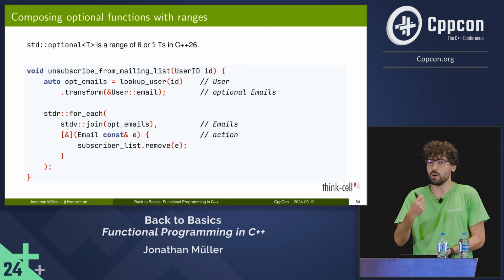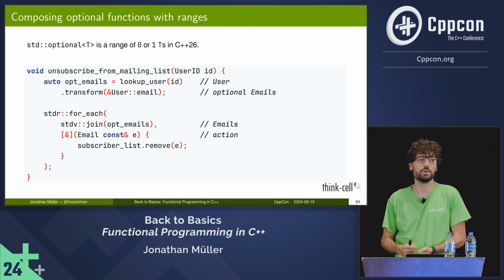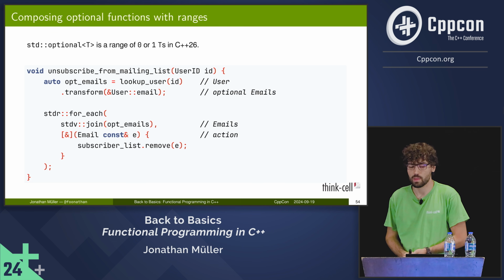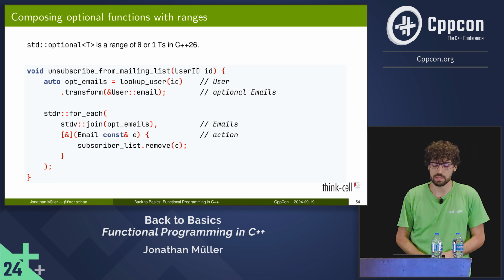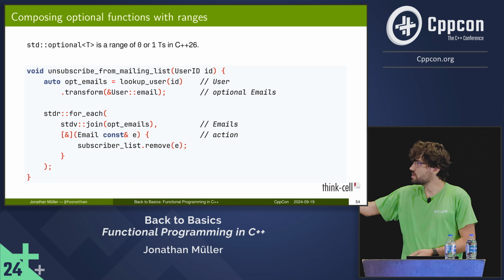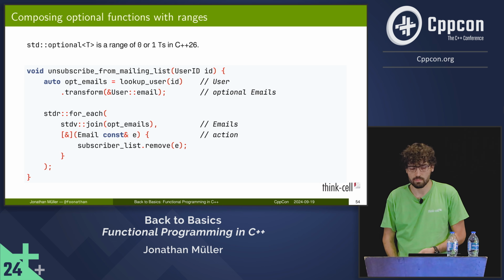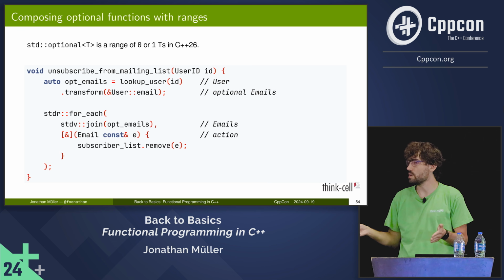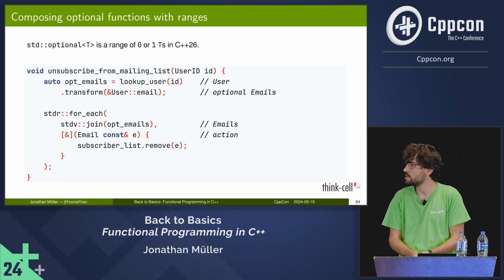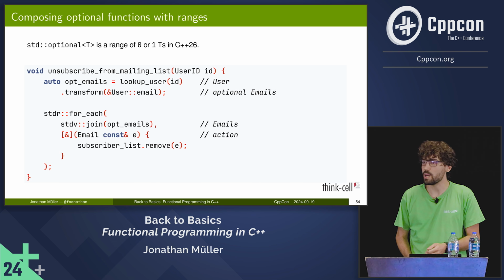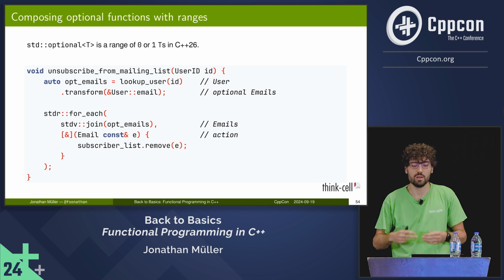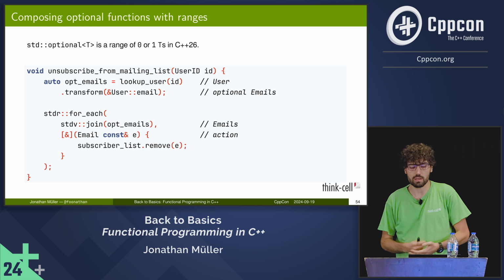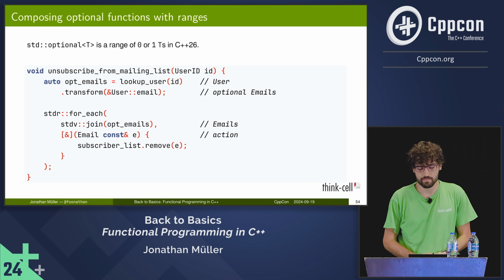Because in C++26, optional T is actually a range. It's a range of 0 or 1 element. Either we have a T or we have nothing. So we can actually start iterating our optionals, which means that we can apply the entire range algorithms. So we call lookup user and transform to get our optional vector of emails. And then we want to have a single range, so we join it. This flattens a range of ranges, because an optional is a range of 0 or 1, so it's a range of range. And by joining it, we either get an empty range, if the optional was empty, or the underlying vectors. And then we just call for each to remove each email from the subscriber list.